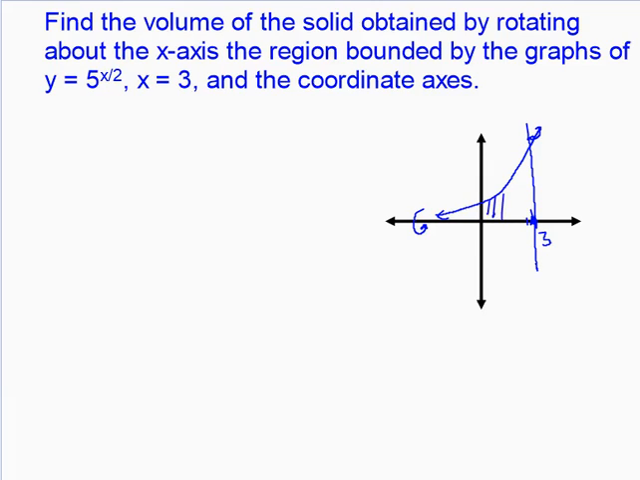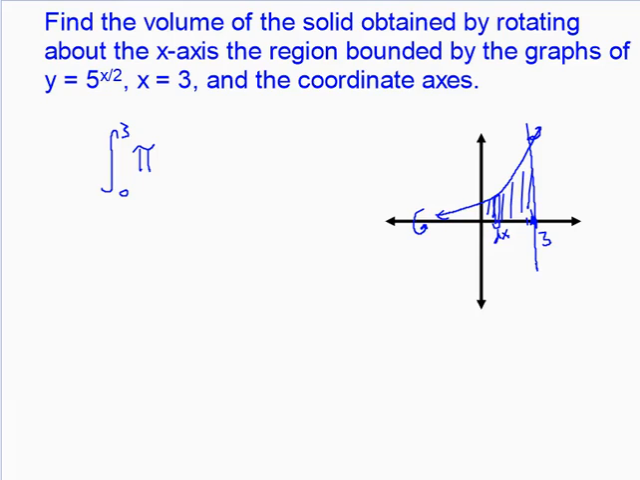And so we want to take this region and rotate that around the x-axis, and we want to find the volume of that solid. Well, what we're doing is we're going to take the volume of all these little cylinders with a thickness of dx. So what we do is we integrate, going from 0 to 3, of pi r squared times the height, or the thickness, which is dx.